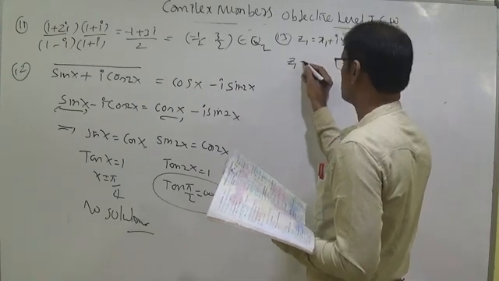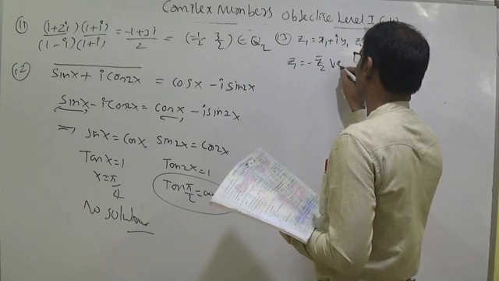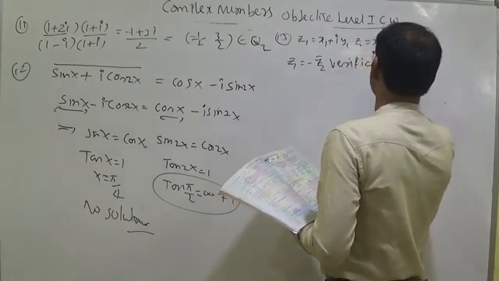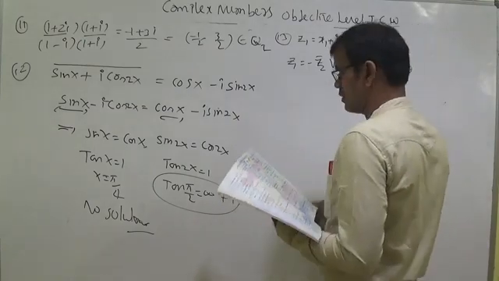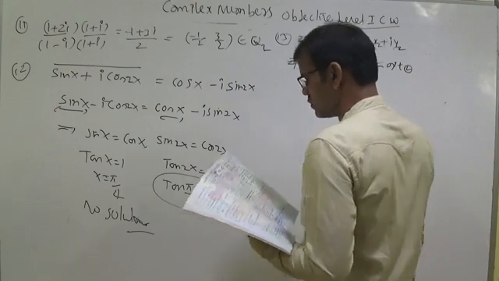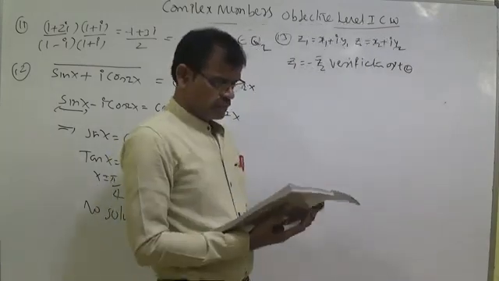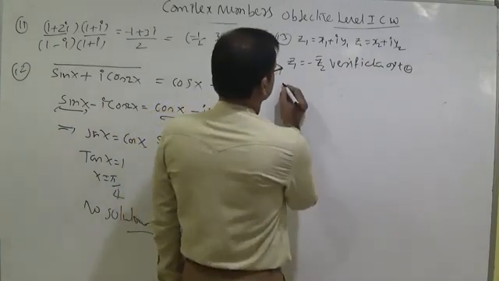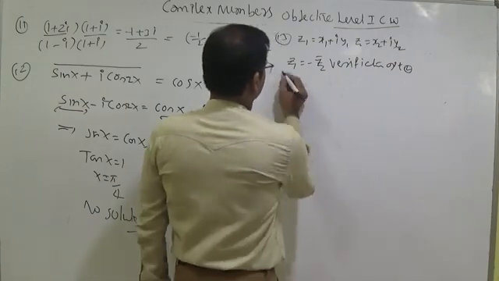Verification, let us put Z1 is equal to minus Z2, or I am writing verification. Verification option 2. Z1 is equal to minus Z2 bar. Z1 Z2 real number is there. That is Z1 here. And Z1 Z2 is real number.